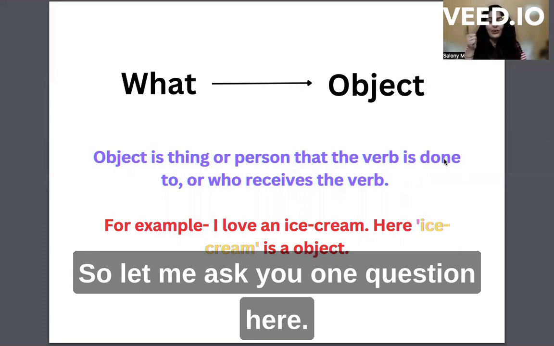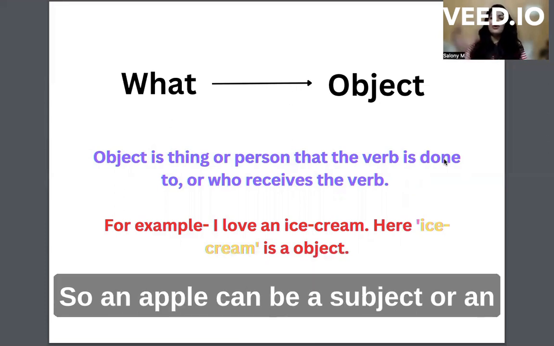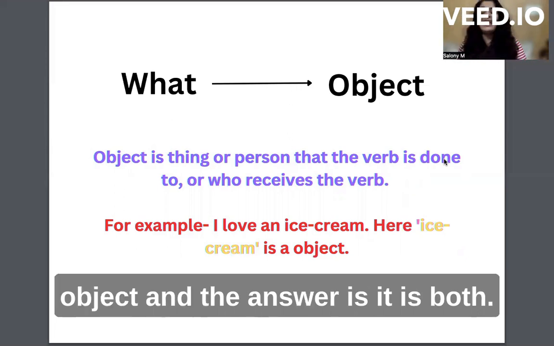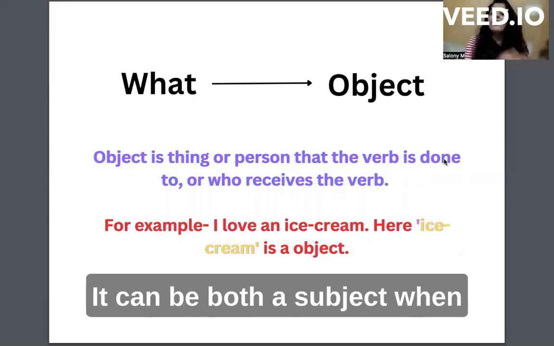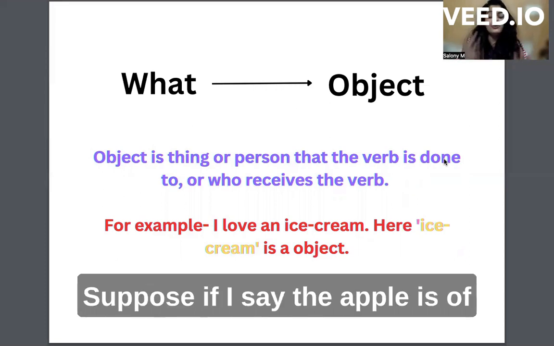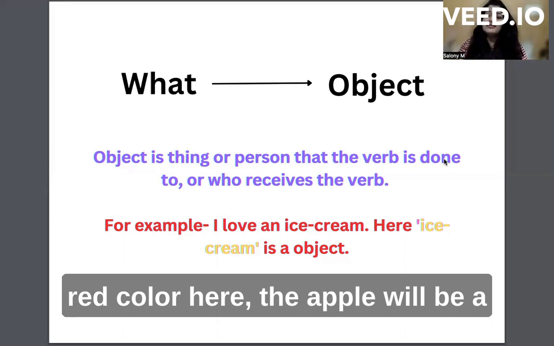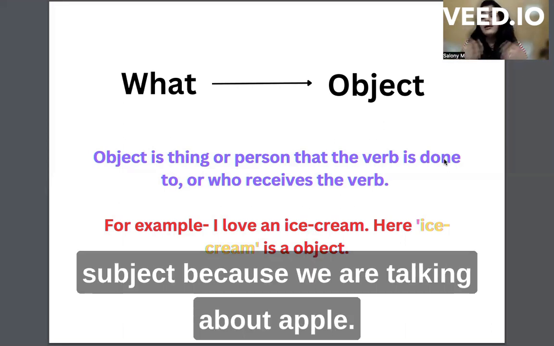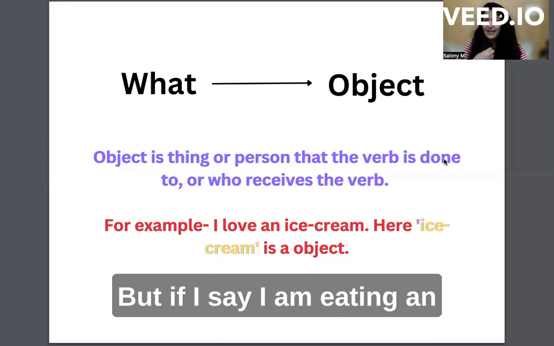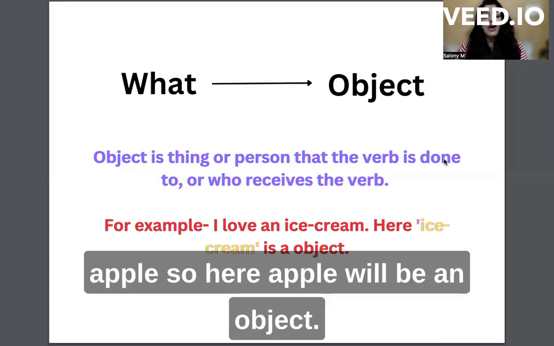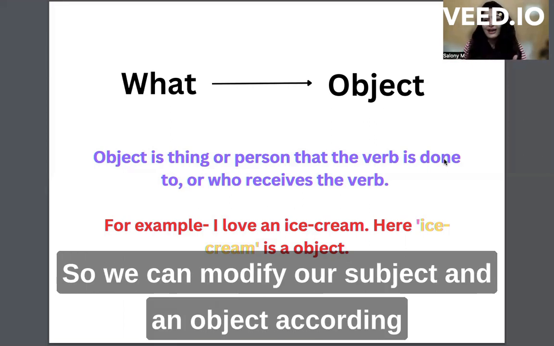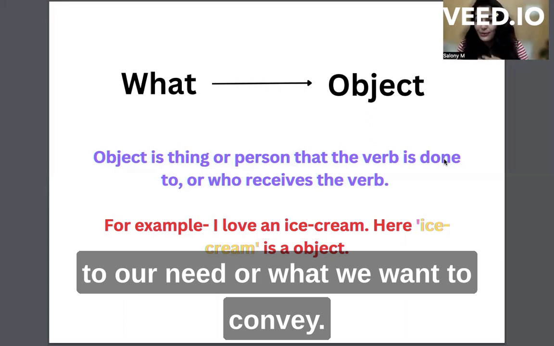So let me ask you one question here. Can an apple be a subject or an object? And the answer is, it can be both. It is a subject when we are talking about an apple. Suppose I say the apple is of red color, here the apple is a subject because we are talking about the apple. But if I say I am eating an apple, here apple will be an object. So we can modify our subject and object according to our need or what we want to convey.